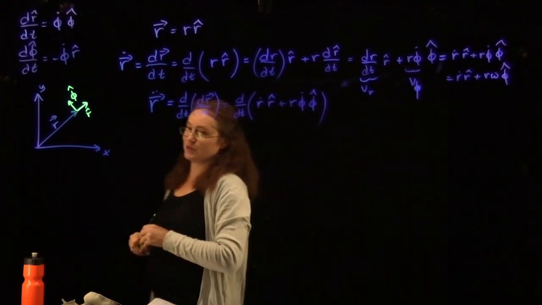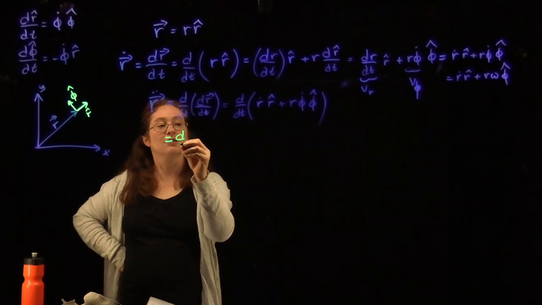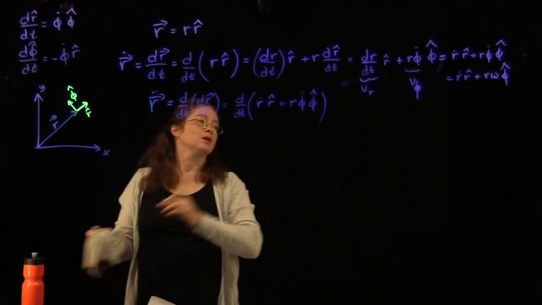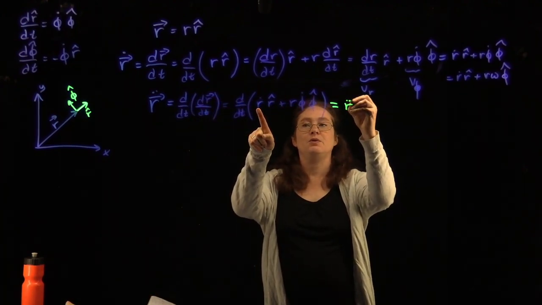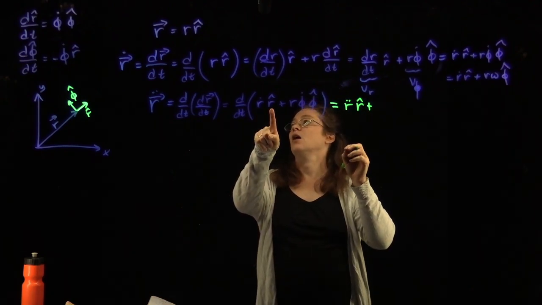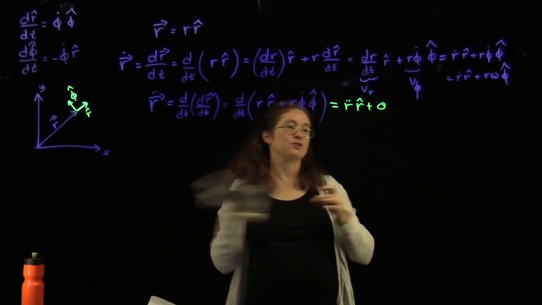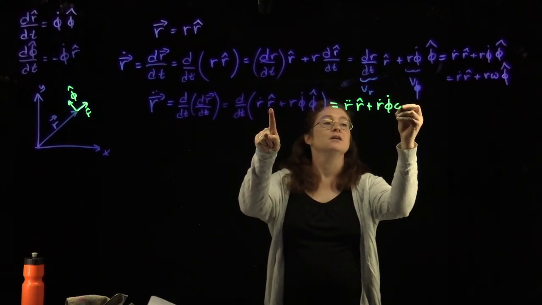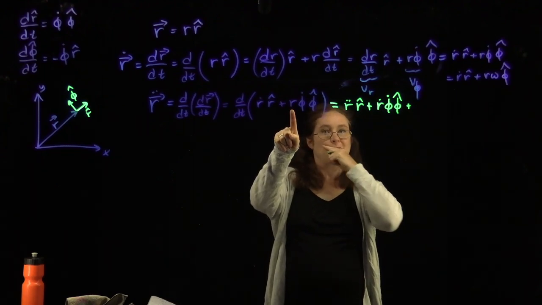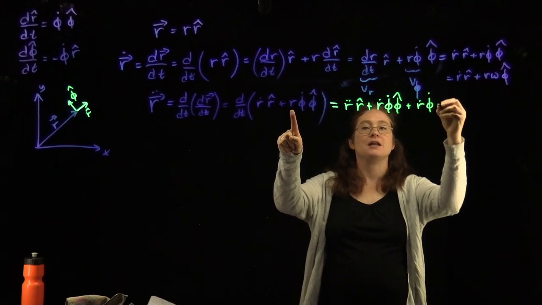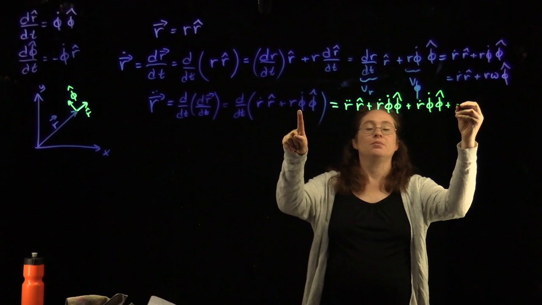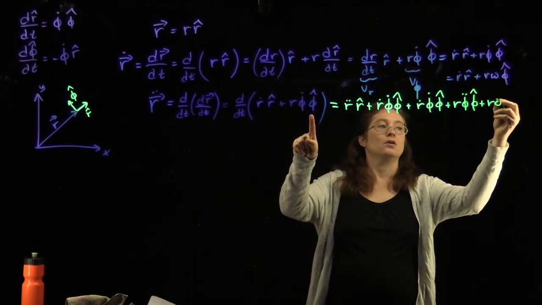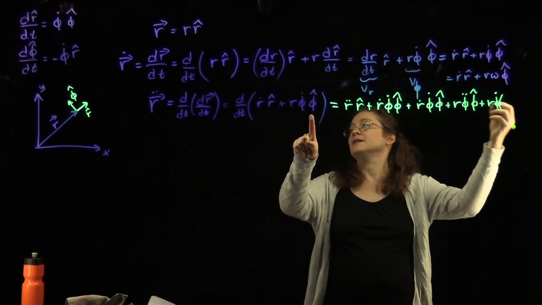I'm actually going to switch colors so that you can see it over my face. All right, so we're going to apply our chain rule here. Actually, I'm just going to work through this. I'm not going to rewrite the derivative. This is r double dot r hat plus dr hat dt, which is, well, first I just carry over the r dot. So it's r dot dr hat dt, which is phi dot phi hat. Plus, here I have r dot phi hat, that's the derivative of the first term, plus r phi double dot phi hat, plus r phi dot d phi hat dt.